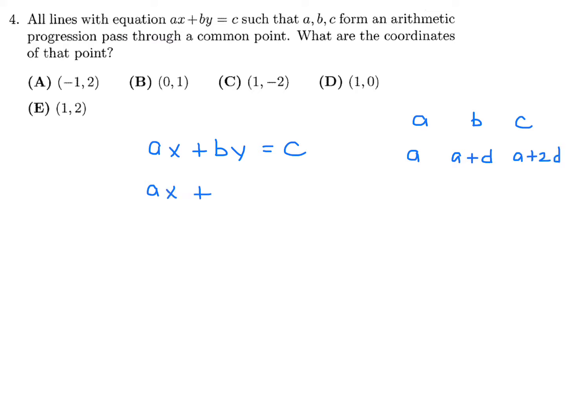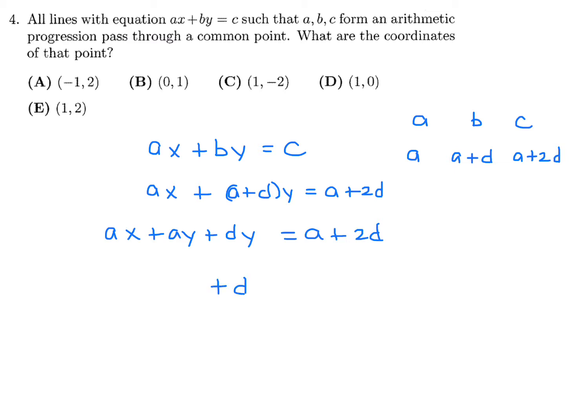So you have ax plus a plus dy is equal to a plus 2d. So let's expand this now. Let's see what we get here. Ax plus ay plus dy is equal to a plus 2d. Let's see what I can do here. I'll just put the d in one place, so dy like that. And then I'll factor out the a times x plus y. I'm trying to get them to look similar, the left side and the right side.